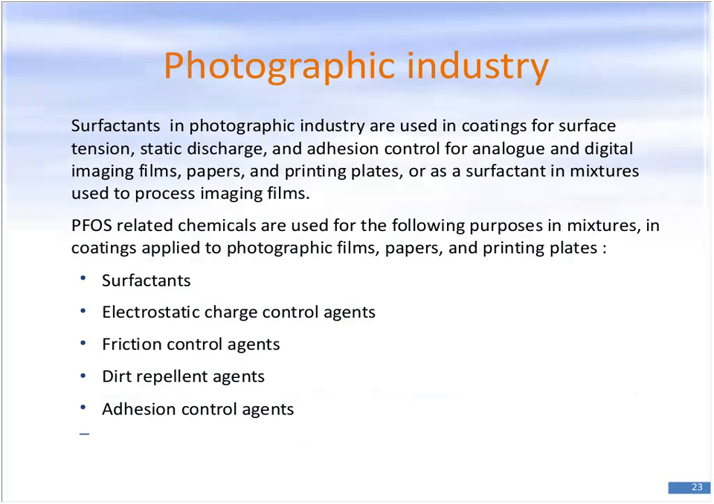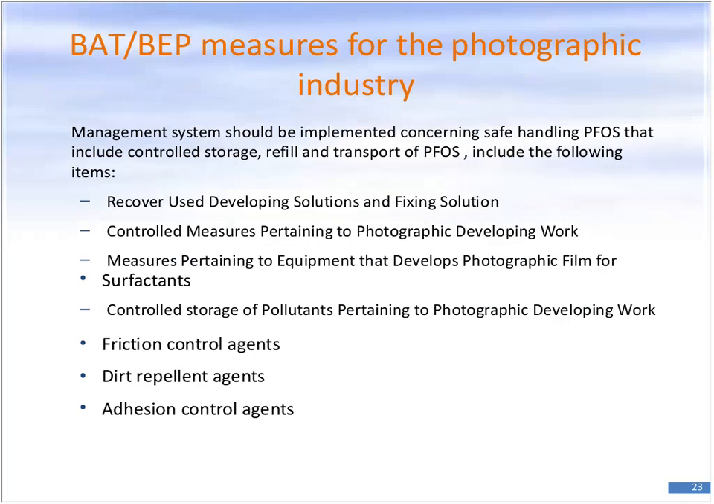Photographic industry: surfactants in this industry are used in coatings and static dischargers, adhesion control for analog and digital imaging film, papers, printing plates. PFOS and its related chemicals are used for the purposes described in the slide here. So as surfactants, as friction control agents, dirt repellent agents, among others.